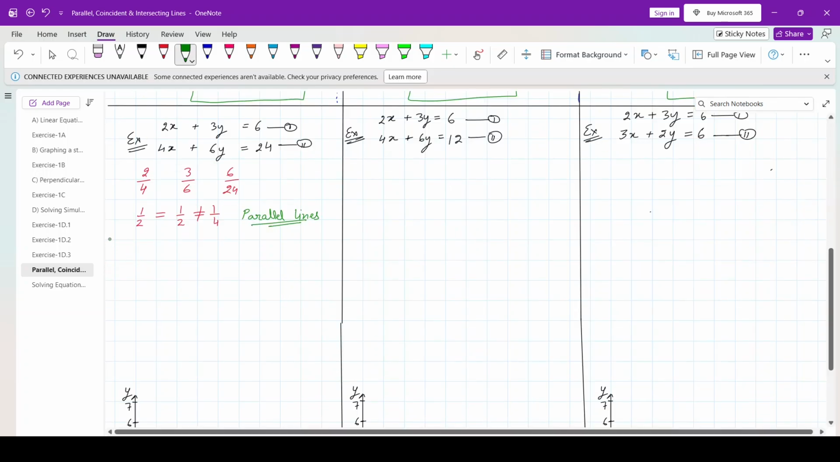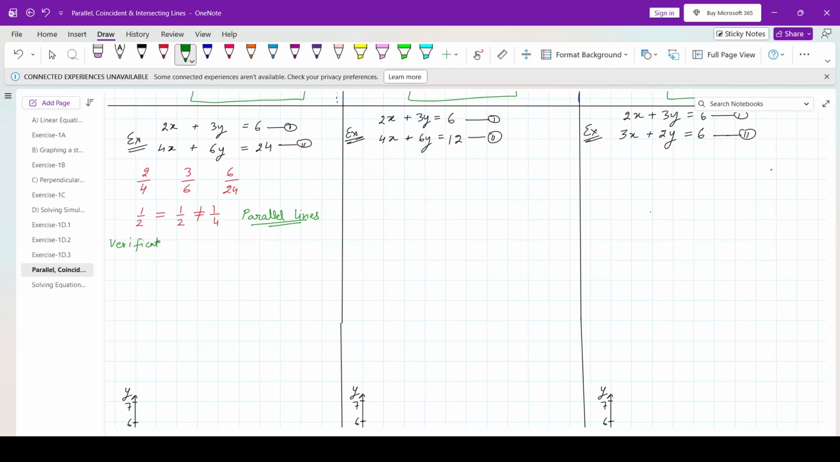Now let's verify whether they actually are parallel lines or not. If we take equation 1 and put x is equal to 0, we get 2 into 0 plus 3 into y is equal to 6. That will be 3y is equal to 6. So y will be 6 by 3, that is 2.